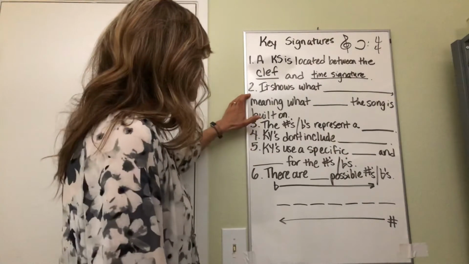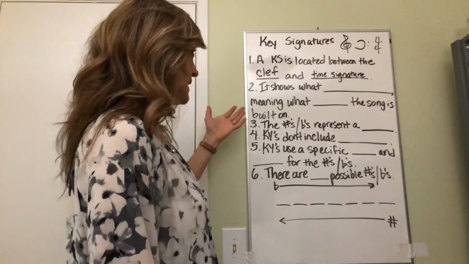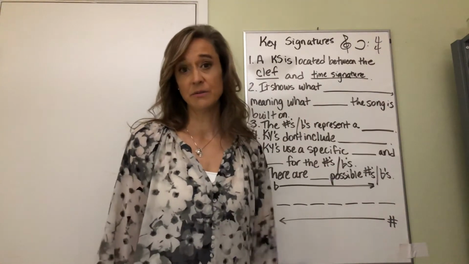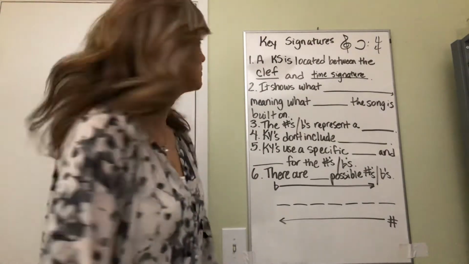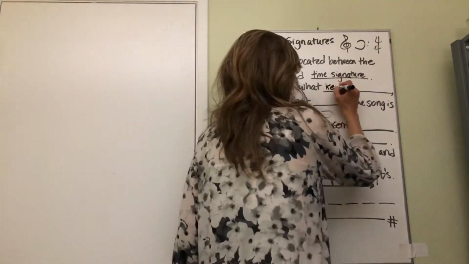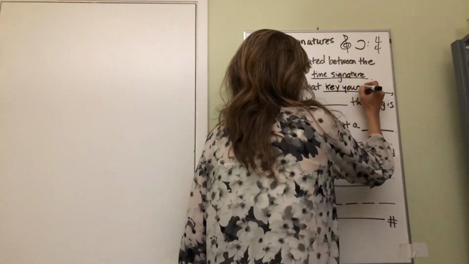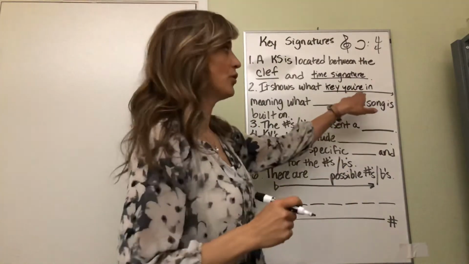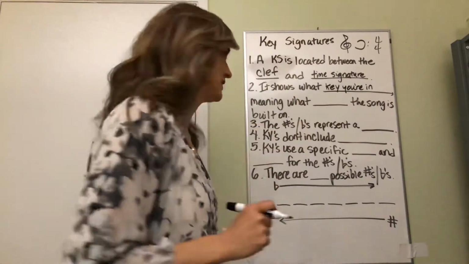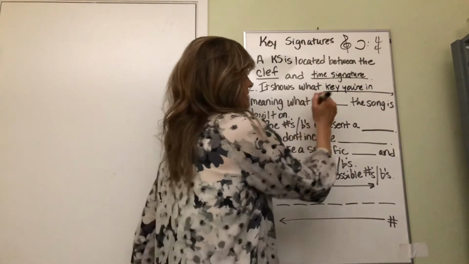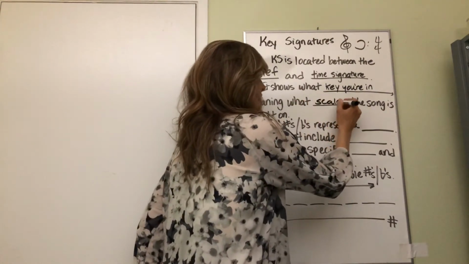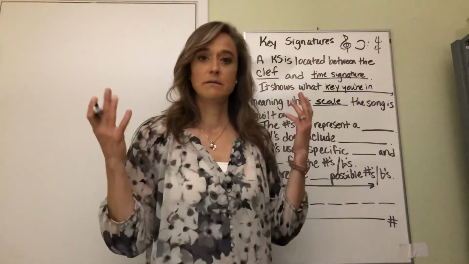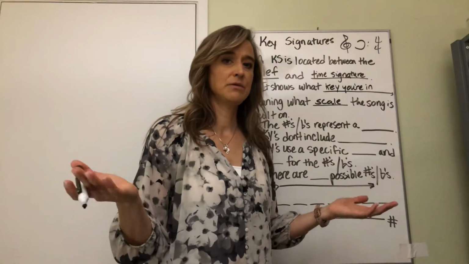Okay, second one, it shows what blank, meaning what blank the song is built on. So this one's a little bit harder. It shows what key you are in. If you're spelling your, by the way, remember you're means you are, so you need that apostrophe. Shows what key you're in, meaning what scale the song is built on. So if I say I'm playing a song in the key of C, that means that all the notes in the C scale are going to be used for this song.